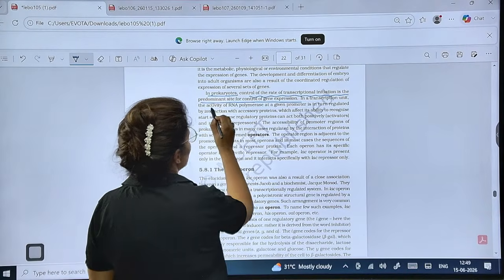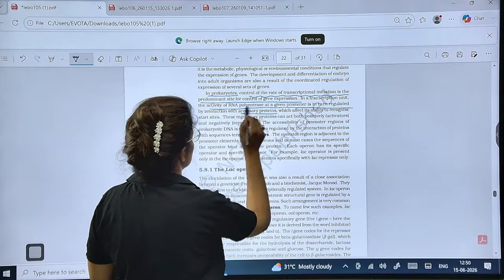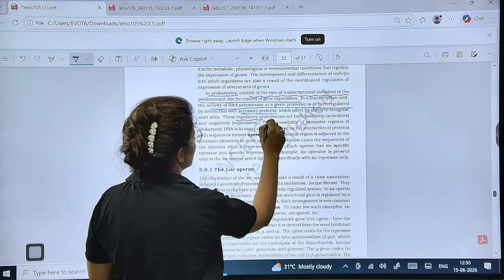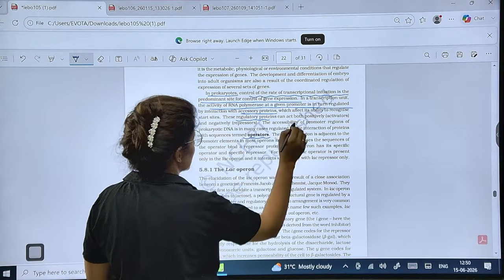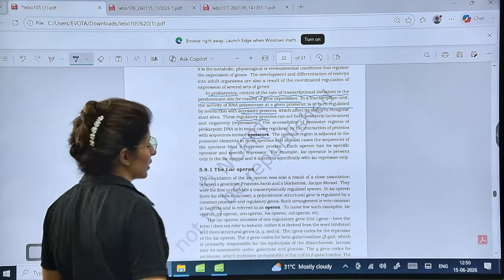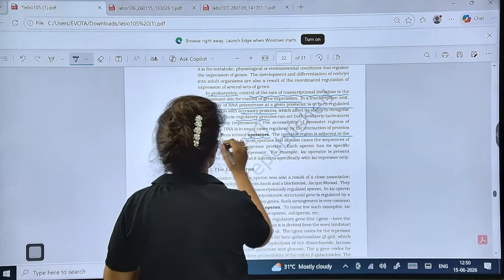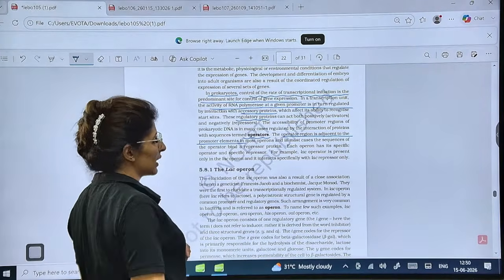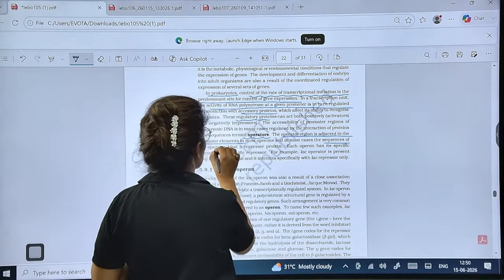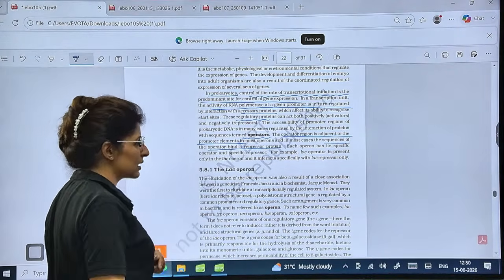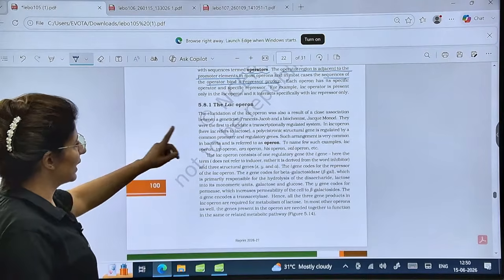So the activity of RNA polymerase at a given promoter is in turn regulated by some accessory proteins, like regulatory proteins, right? And then we have operators and we have promoters and so on. The operator is always present adjacent to the promoter element in most of the operons, and the sequence of the operator binds to the repressor protein. Is that clear? Now we are going to discuss the lac operon here.